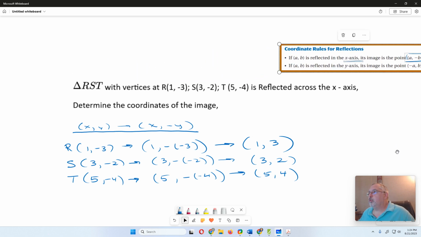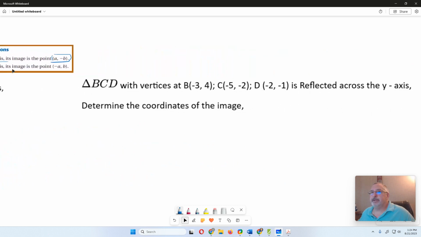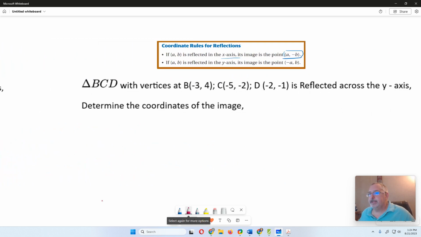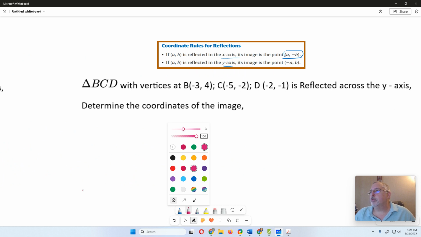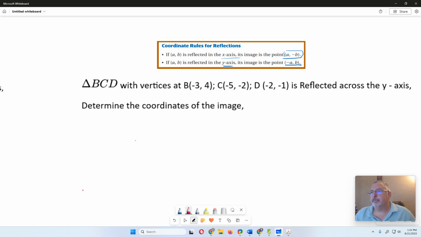It looks similar for one over the y-axis. So here is one where we're going to reflect over the y-axis. This time we'll follow this rule. So same thing, we'll apply our rule. This time it's (x, y), and our reflection will be the opposite of x and then y. So this time just the x's change. And so we'll follow that rule.